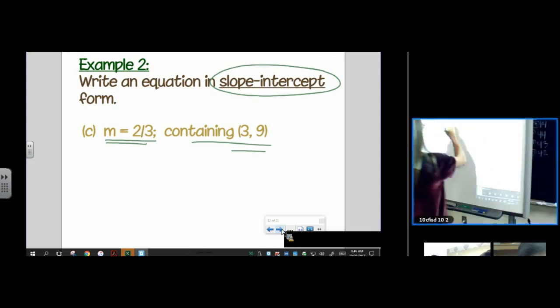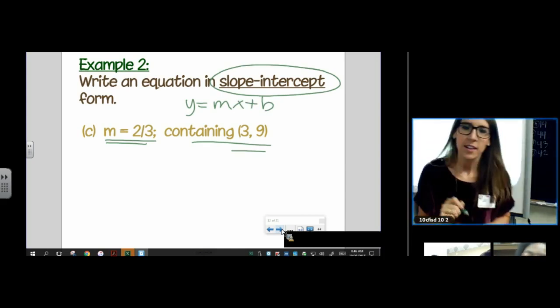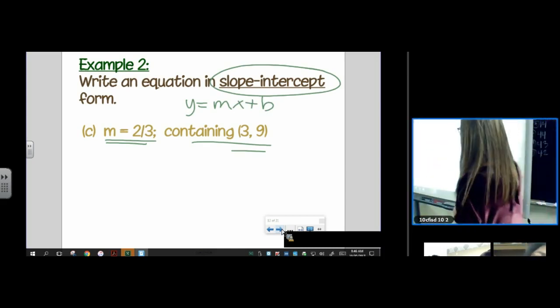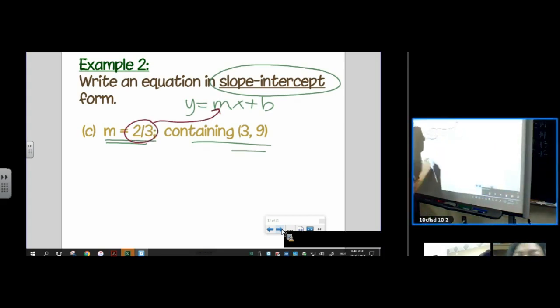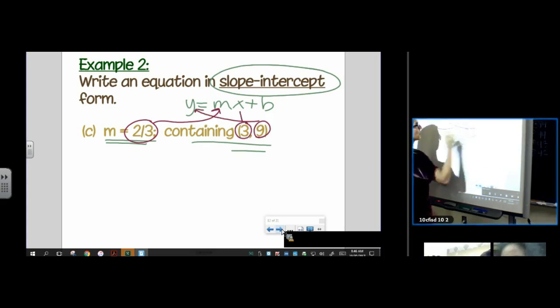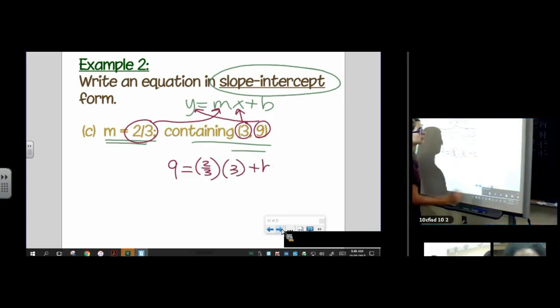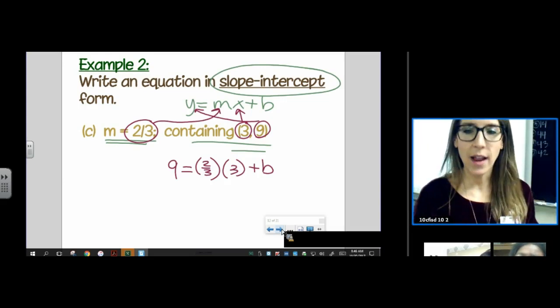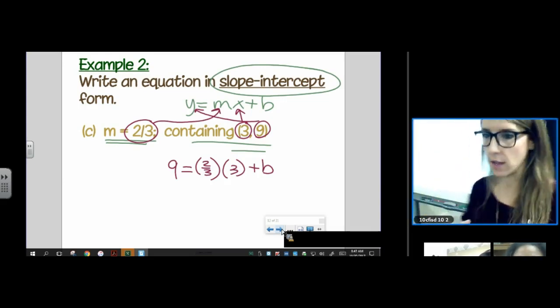So what we're going to do is take our favorite form to write an equation of a line, and we're going to do some substitution. Instead of m, we're going to put 2/3. Instead of y, we're going to put 9. And instead of x, we're going to put 3. We're going to plug it in. We're going to use substitution. 9 equals 2/3 x plus b. Our entire goal here is to find b. They did not give us b. They didn't give us the y-intercept, so we have to find it ourselves.